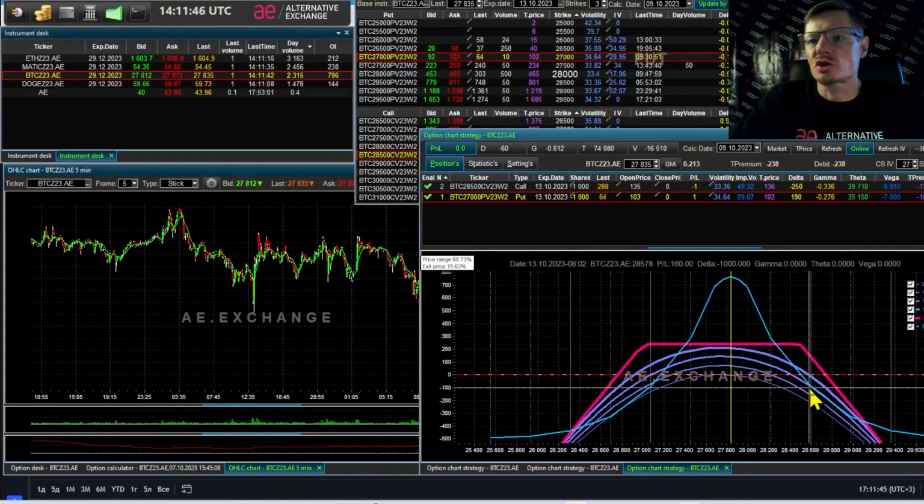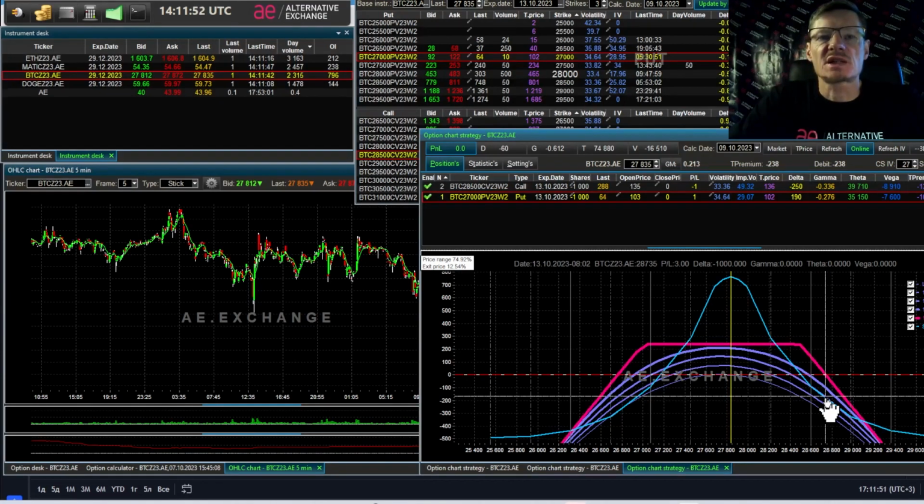12 plus 8 is 20%. So 20% is the probability of making a loss. 80% is the probability of making a profit at a volatility of 27.